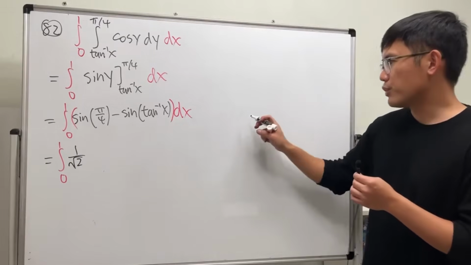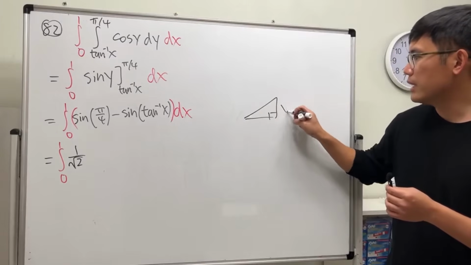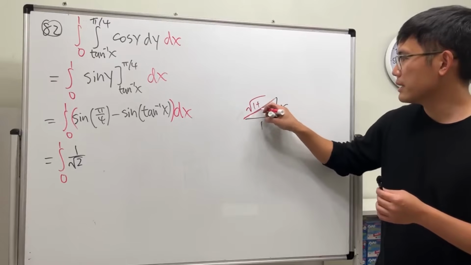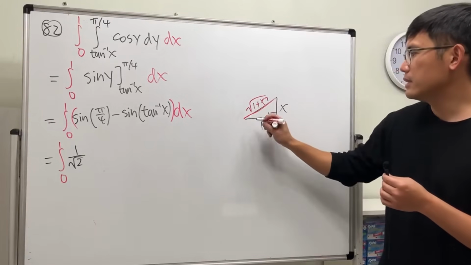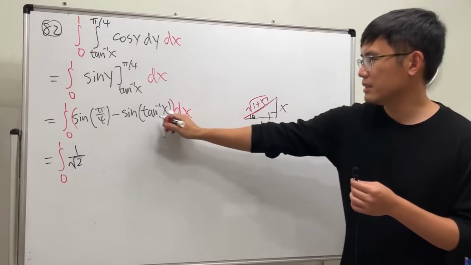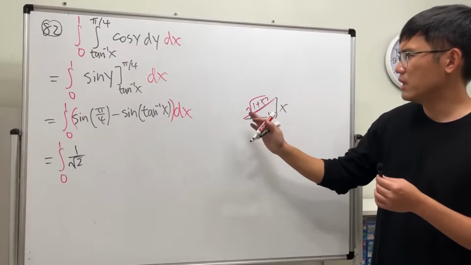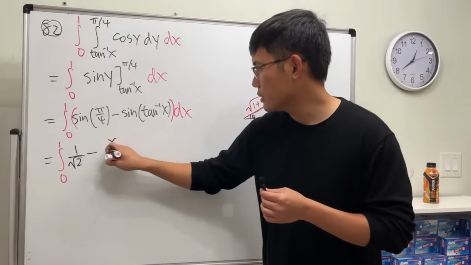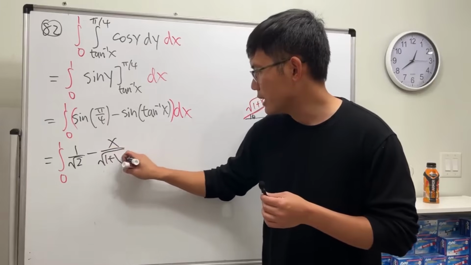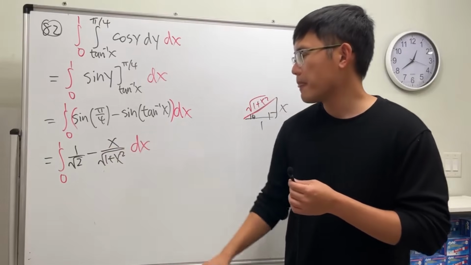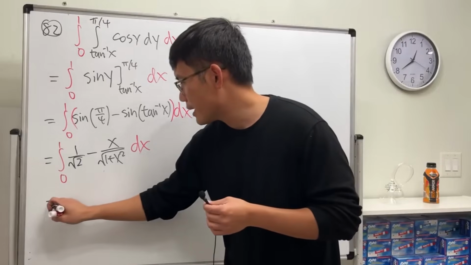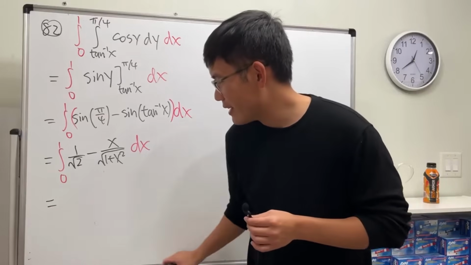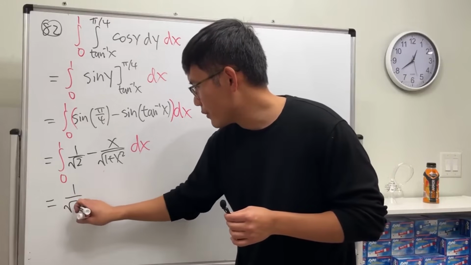For this right here, let's draw a right triangle real quick. So inverse tangent, so x over 1. And then this right here is square root of 1 squared plus x squared. So sine of this, where the angle is here, is x over that. So it's minus x over square root of 1 plus x squared. And then we have the dx. All right, integrate. 1 over square root of 2 x.